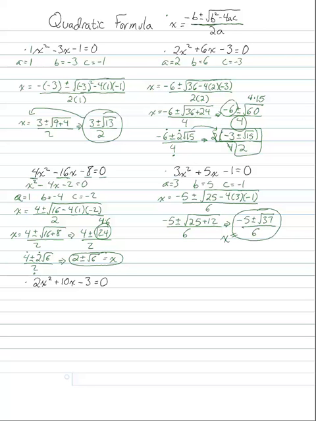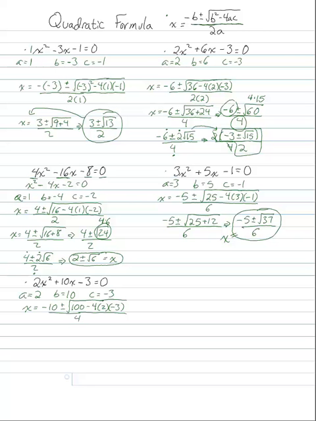So 2x squared plus 10x minus 3. Again, I can't divide out anything, so I'm just going to have to go from here. It's always a good idea to look for that, see if you can make it any simpler. So a equals 2, b equals 10, c equals negative 3. So x is going to equal negative 10 plus or minus square root of 10 squared is 100 minus 4 times 2 times negative 3, all over 2 times 2 would be 4.